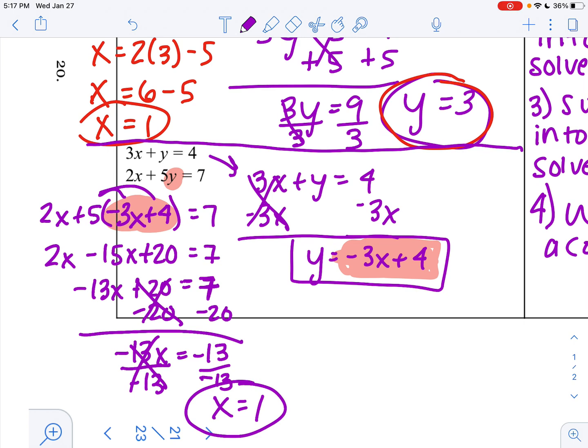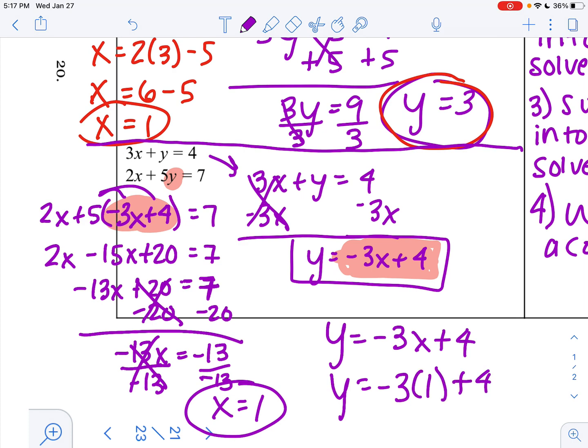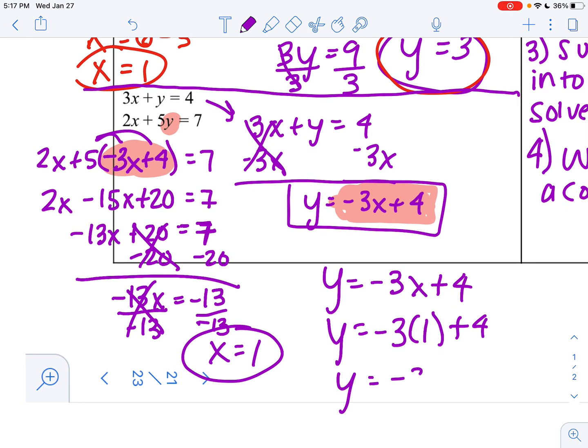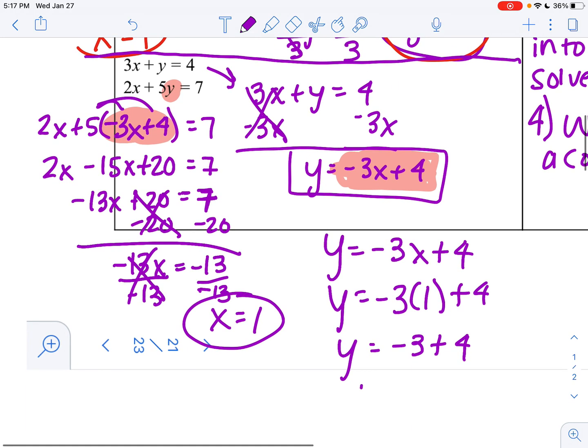Now the nice thing about this is I can just substitute this 1 in for x up here. Because my y is alone, y equals negative 3x plus 4. I'm trying to find y now. Could I have plugged in 1 in for the x for either one of these? Yeah, it doesn't matter which equation you use, but this one's going to be easiest because watch what happens. If I just plug in a 1 here, see, this is just y equals negative 3 plus 4. So y is 1.